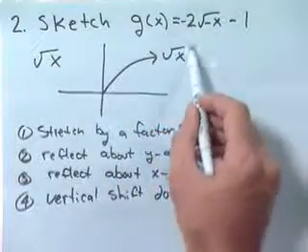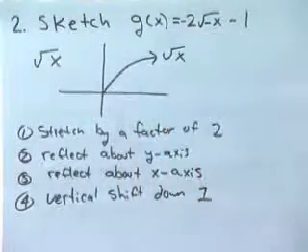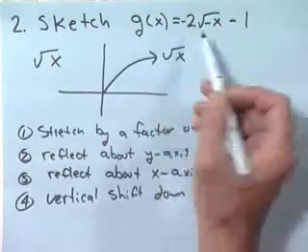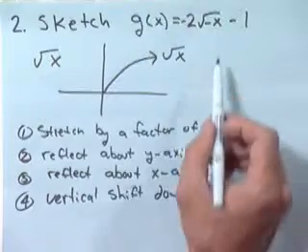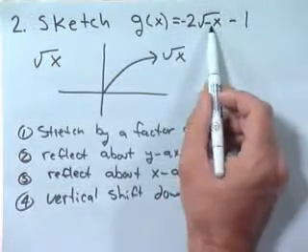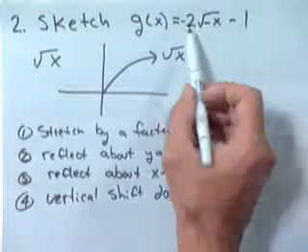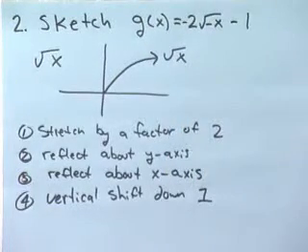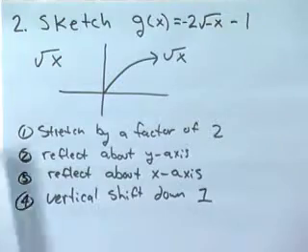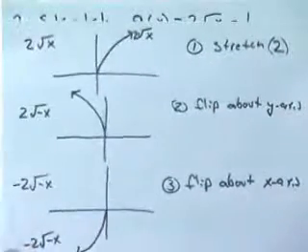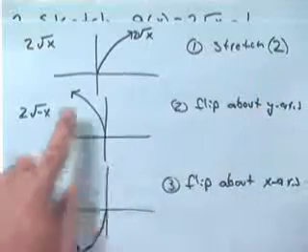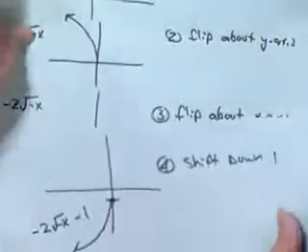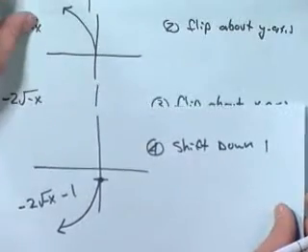We chose that it was square root of x. And then we figured out our shifts. We had a multiple of 2 out in front. That stretched it by 2. We had a negative inside. That reflects about the y-axis. We had a negative outside. That reflects about the x-axis. And then we had a vertical shift 1. And we just took our time. We stretched it. We flipped it. We flipped it again. And then finally, we moved it down 1.